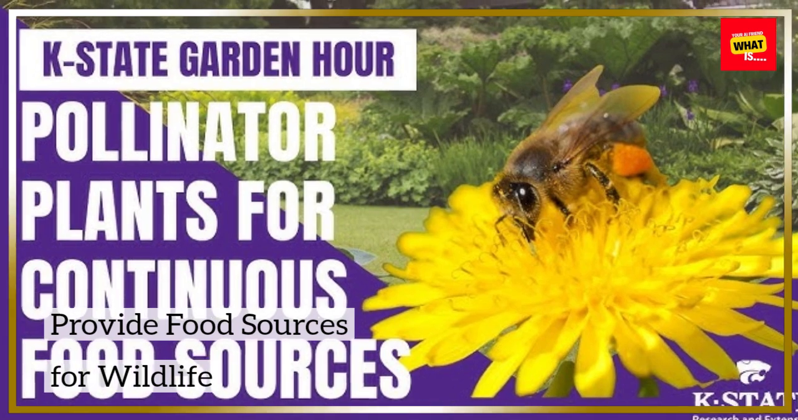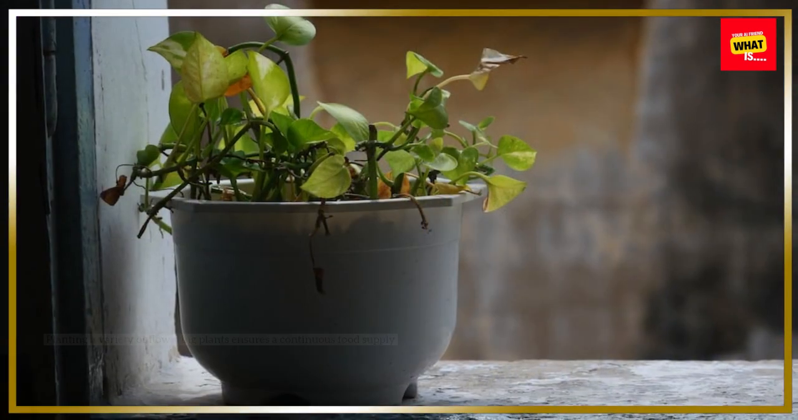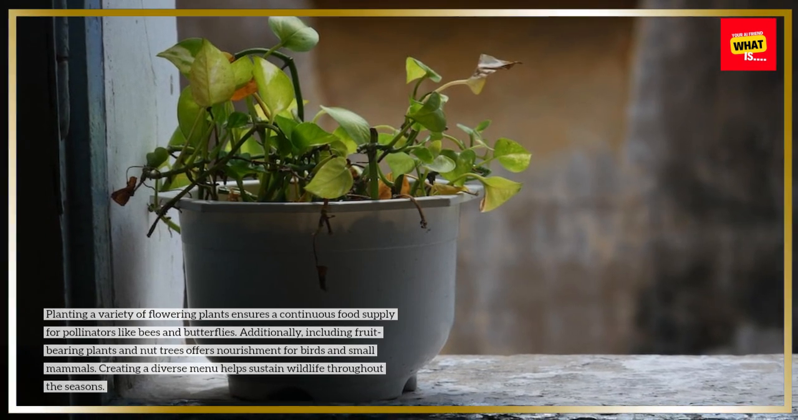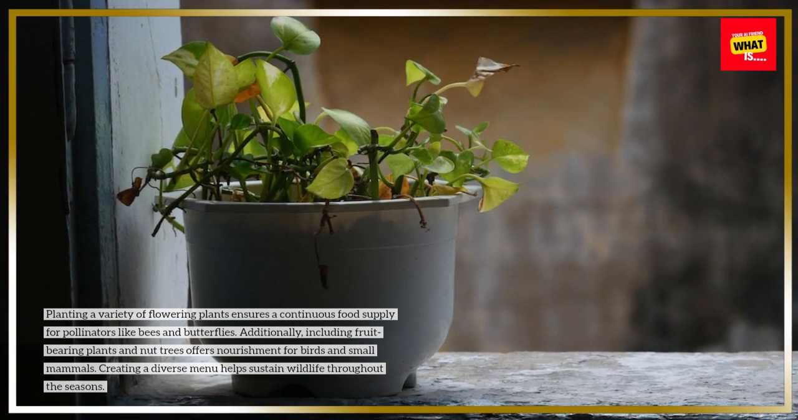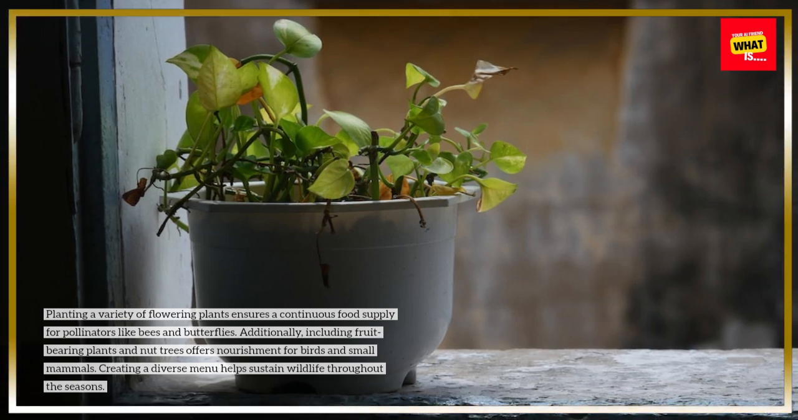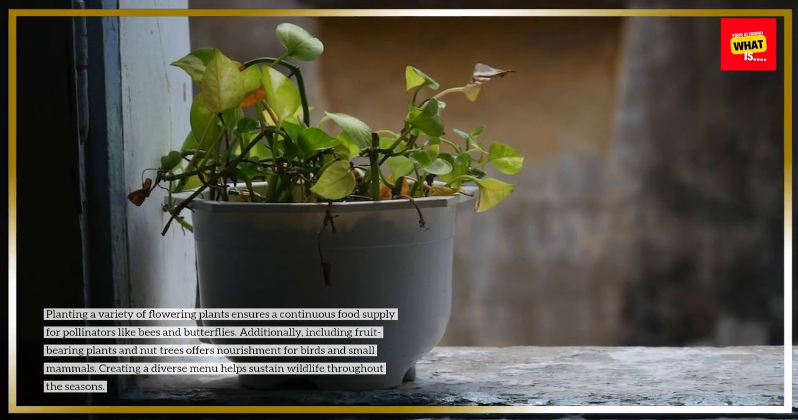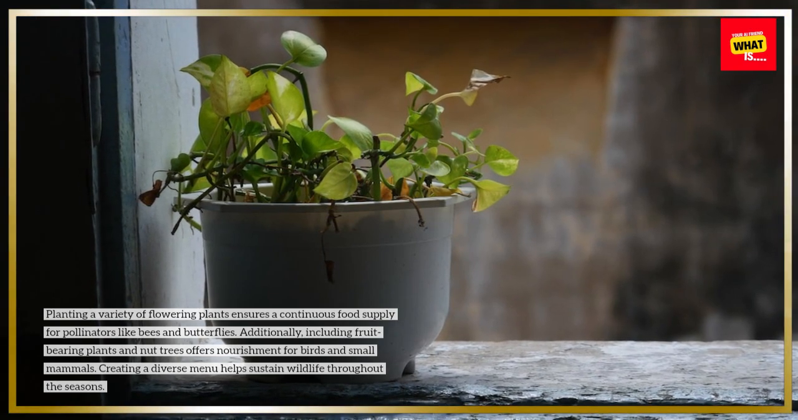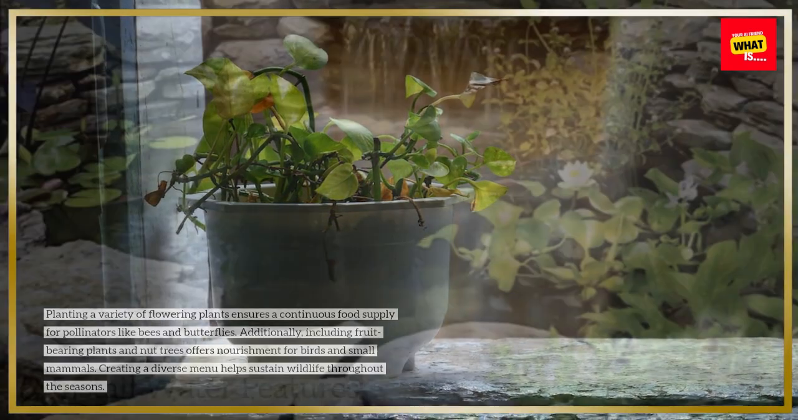Provide food sources for wildlife. Planting a variety of flowering plants ensures a continuous food supply for pollinators like bees and butterflies. Additionally, including fruit-bearing plants and nut trees offers nourishment for birds and small mammals. Creating a diverse menu helps sustain wildlife throughout the seasons.